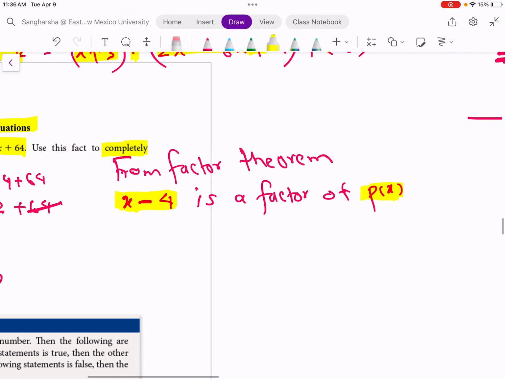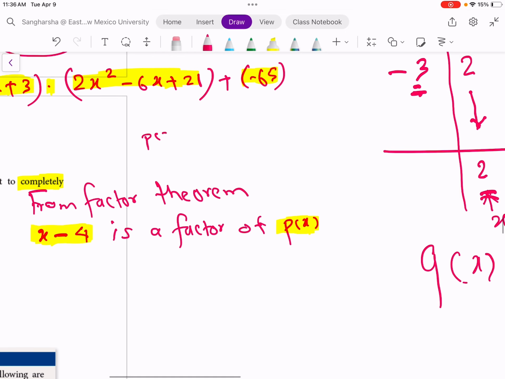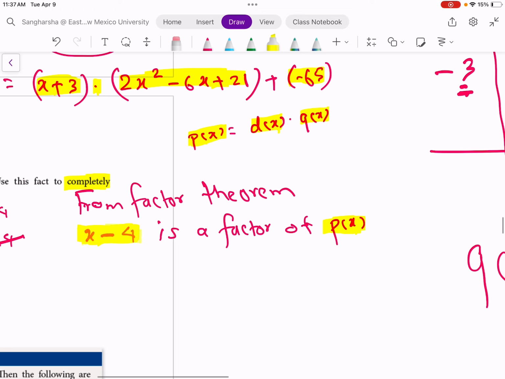We know we can always write our polynomial p of x as a divisor d of x times the quotient q of x plus remainder r of x. Now since our remainder is 0, we can erase this part. See, our polynomial is in factor form. So with the help of this division, we will factorize this polynomial function. We already have the divisor, one factor. Now let's find the quotient, which will be our next factor.